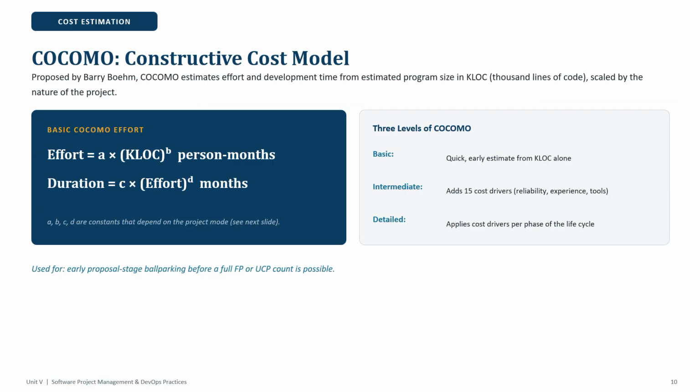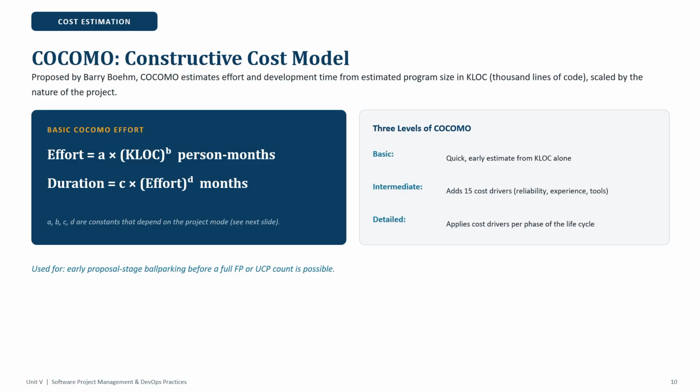Now COCOMO, the Constructive Cost Model. It is proposed by Barry Boehm. It estimates effort and development time from estimated program size in KLOC. KLOC is 1000 lines of code, scaled by the nature of the project. Effort equals A into KLOC to the power B person-months. Duration equals C into effort to the power D months. Here A, B, C, D are constants that depend on the project mode.